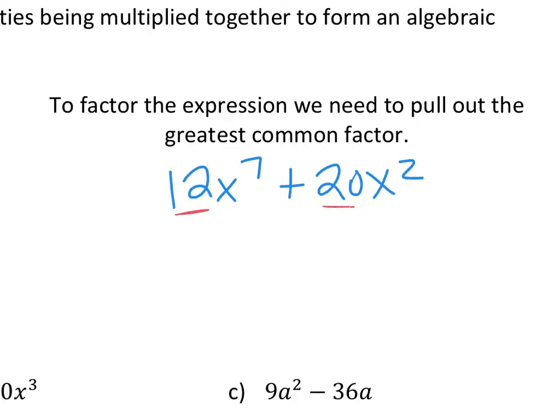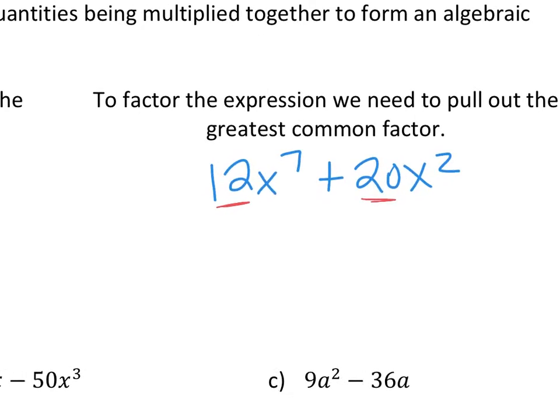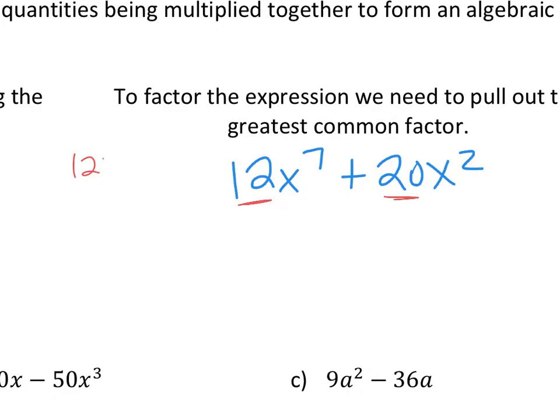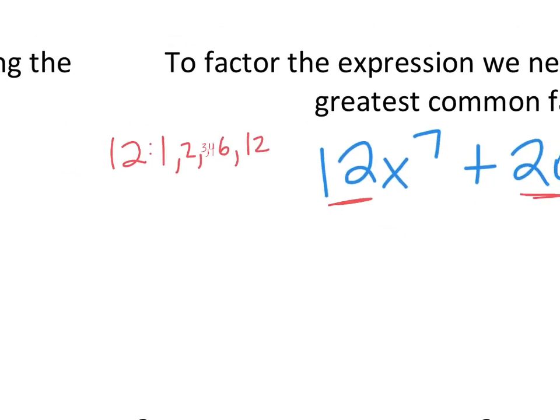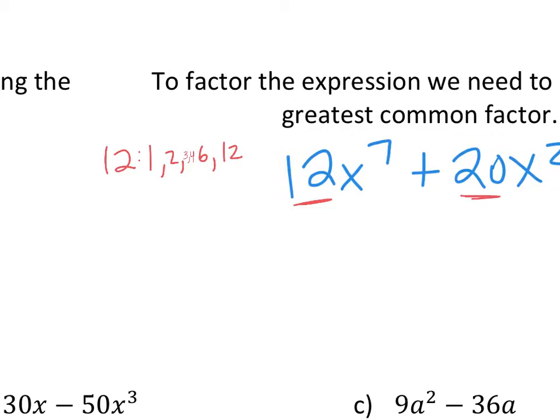The first thing I'm going to look at is 12 and 20. So if we were to do this 12, our factors are, well, we have 1 times 12, 2 times 6, and 3 times 4. Okay, those are our factors of 12. Our factors of 20, we have 1 and 20, 2 and 10, 3 doesn't go into it, and 4 times 5 does. So the largest factor that is in common is a 4. So we can pull out a 4.